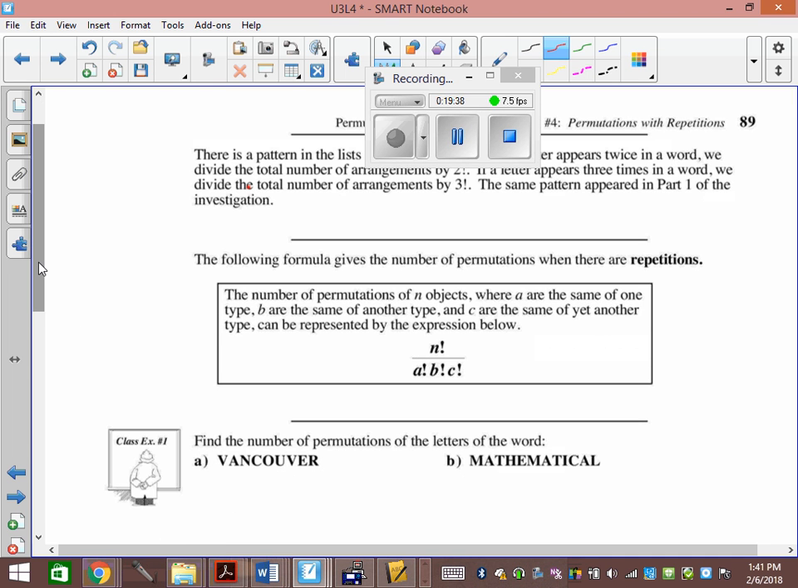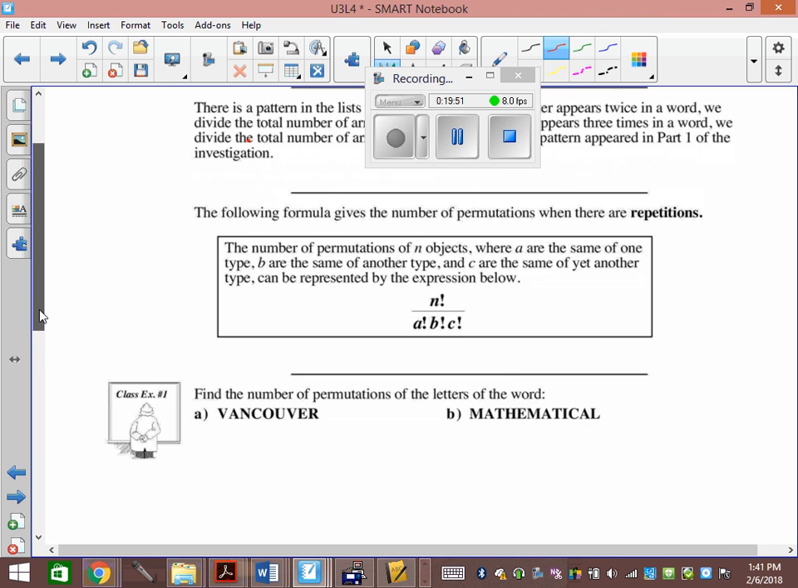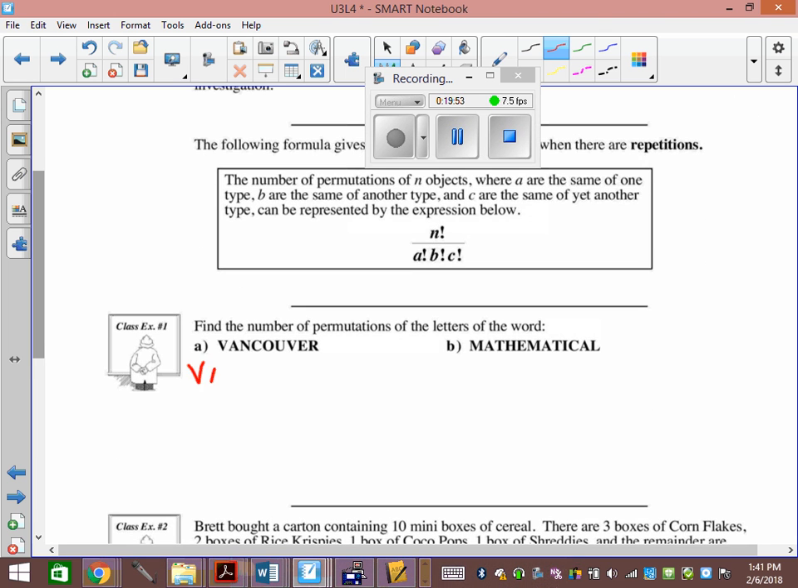Alright. So here it gives you a little rule. The number of permutations of N objects where A are the same of one type and B are the same of another type, etc.: you do the total number of letters or objects divided by the double ups. So we're going to look at the word Vancouver. V-A-N-C-O-U-V-E-R.